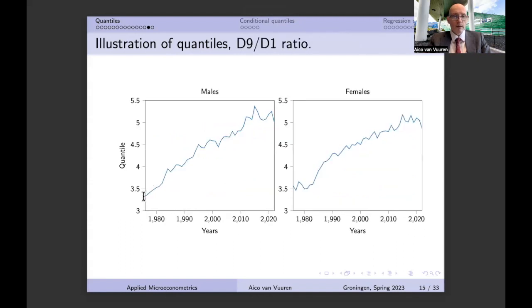It used to be for men around 3.2. That means that men at D9, so really at the top of the distribution, make about 3 to 3.5 times as much as men at the bottom of the distribution, but that has been increasing quite a lot. Now in 2021, it is around 5. So men now make 5 times as much at the top of the wage distribution compared to the bottom of the wage distribution.